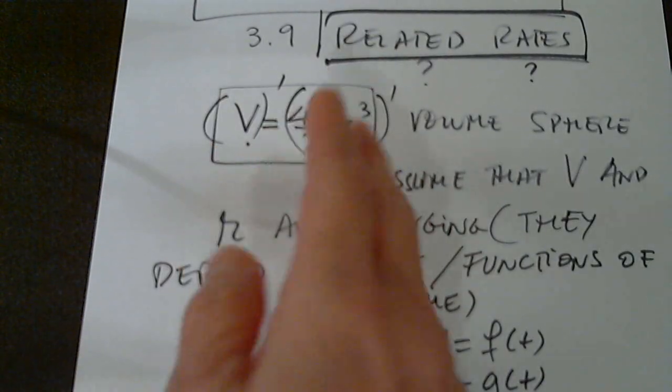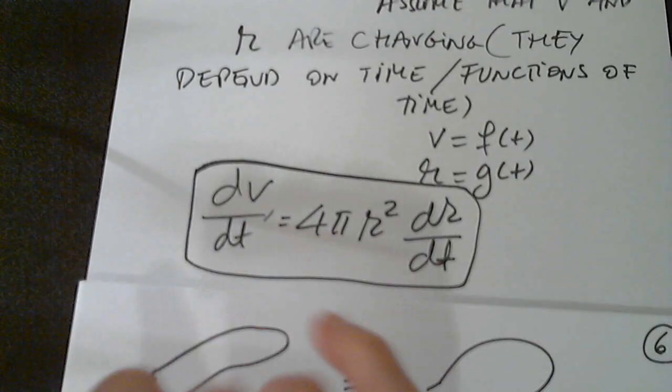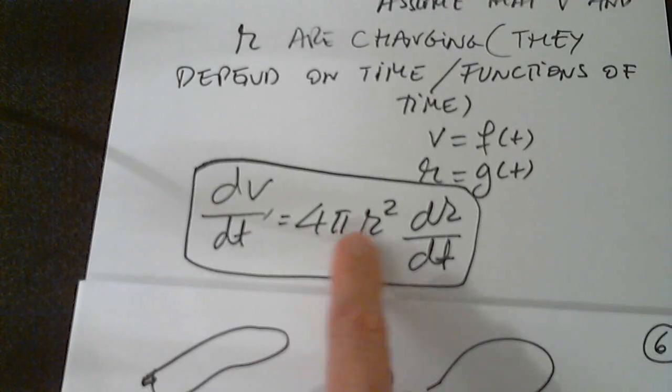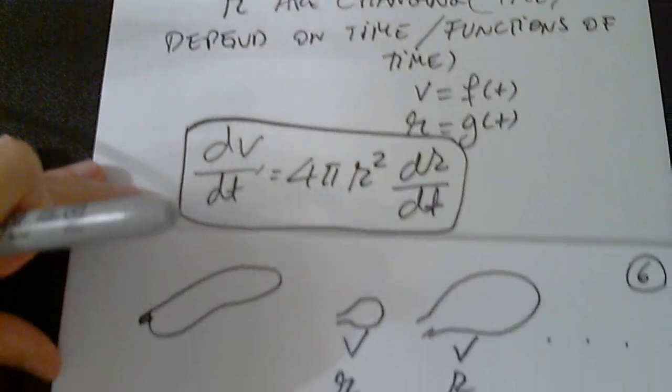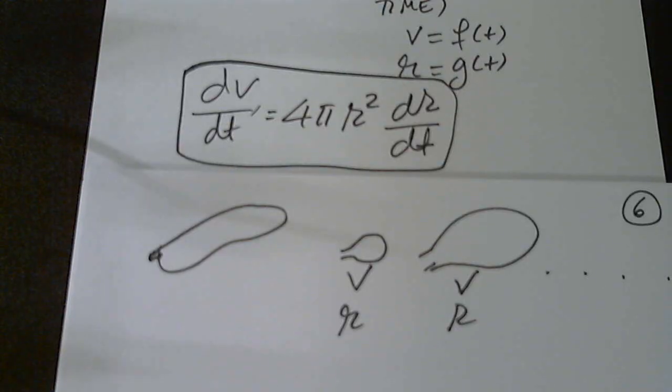What's the relationship? V equals 4 pi over 3 r cubed. What is the relationship between the two rates? The rate of change of volume equals 4 pi r squared times the rate of change of the radius. And this is an application in many situations. So we are ready to start practicing this.